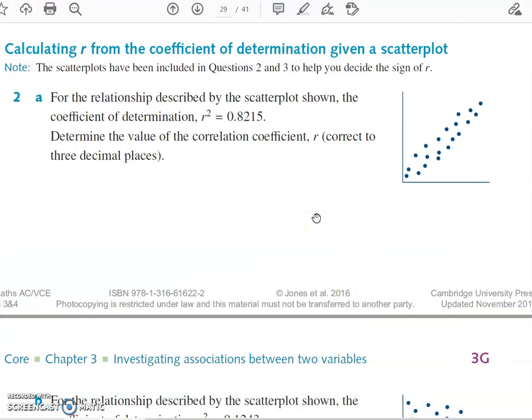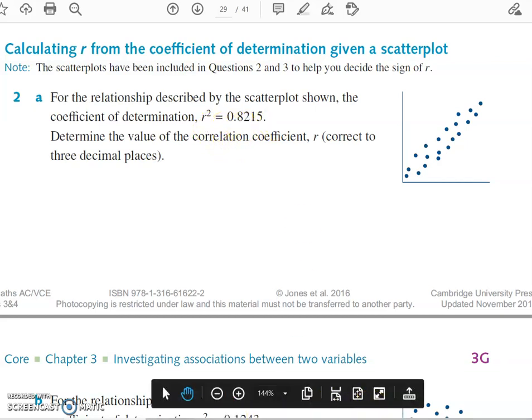Okay, question 2 includes scatter plots, and the reason they include scatter plots is you've got to decide the sign of R. You've got to decide if it's positive or negative, because whenever you square root an answer, you could have either a negative or a positive answer. So R squared in this case is 0.8215.